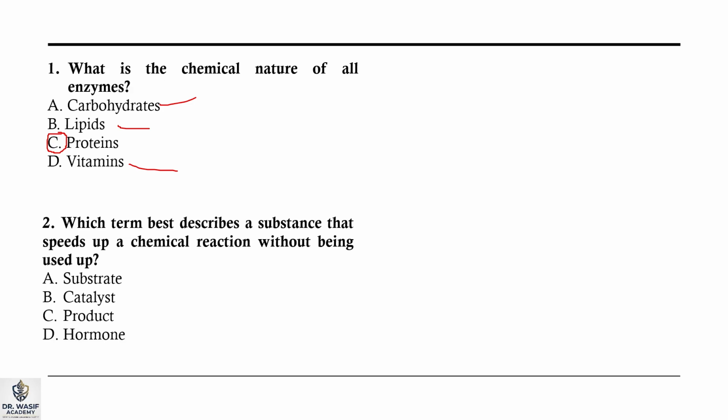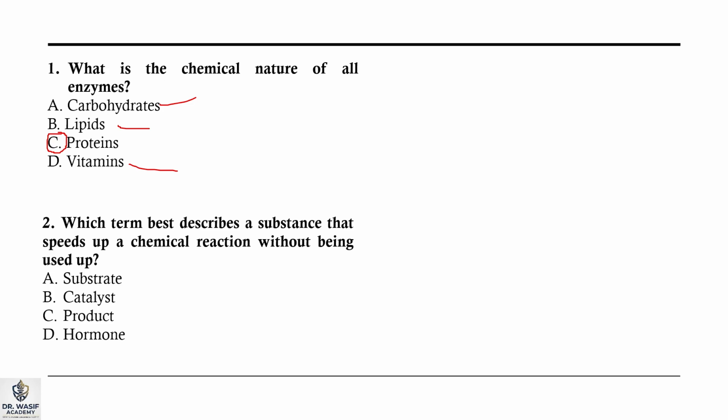Now, moving on to question number 2, let's see how well you remember the definitions which we discussed right at the start of this chapter. The question is, which term best describes a substance that speeds up a chemical reaction without being used up? The options are substrate, catalyst, product, and hormone. Now, take a moment to lock in your answer or pause the video if you need an extra second.